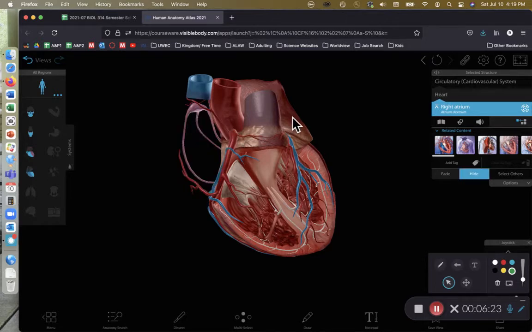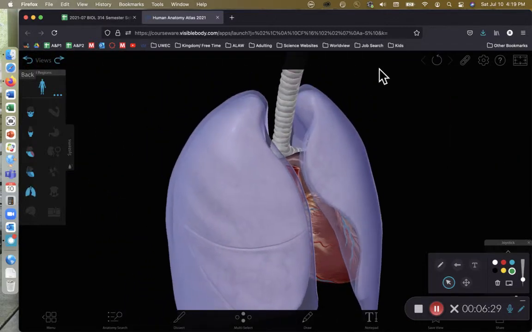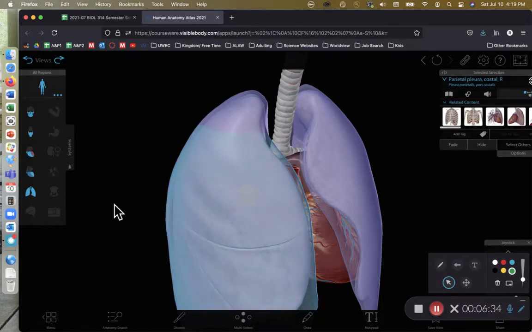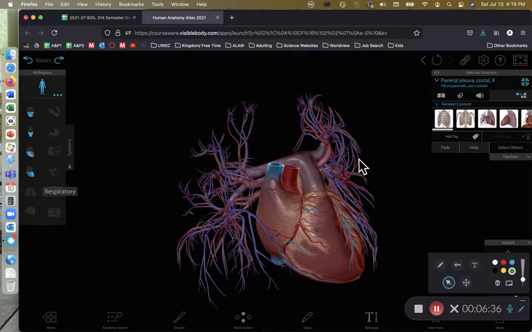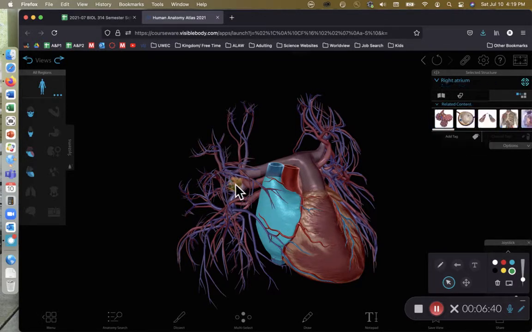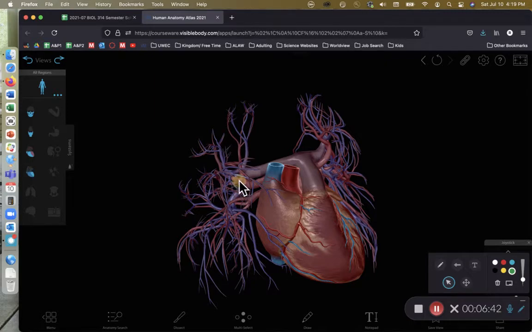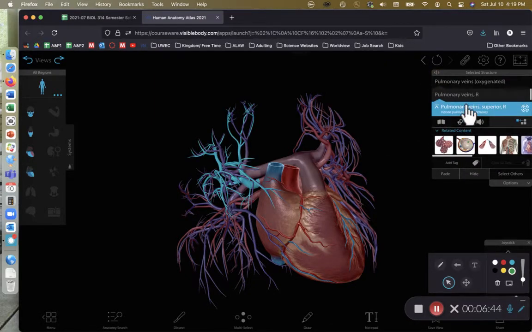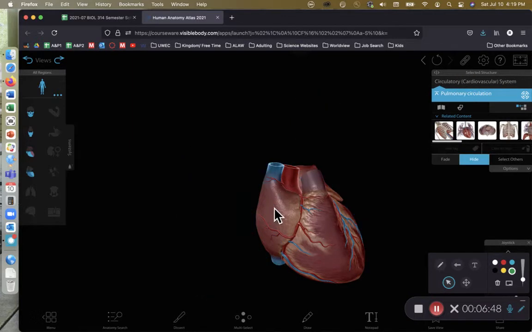Ooh, I did not want to do that one. Let me hit the back button. That was a little bit too much for me right there. Let's back up here. So we're looking at the blood vessels. I just got to get rid of these blood vessels. They are too much for me. They're too cluttered. There we go.